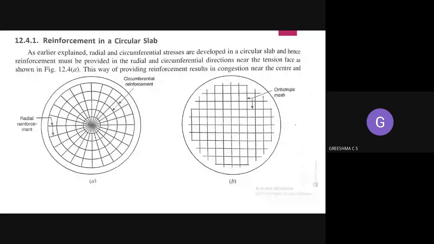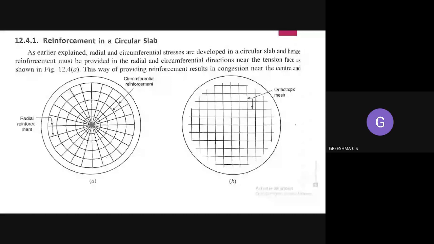circumferentially aligned. The bars are bent and provided circumferentially. Why? Because you are having a circumferential moment because of this geometry. Because of the geometry of the circular slab, you will be having a circumferential moment at the support.